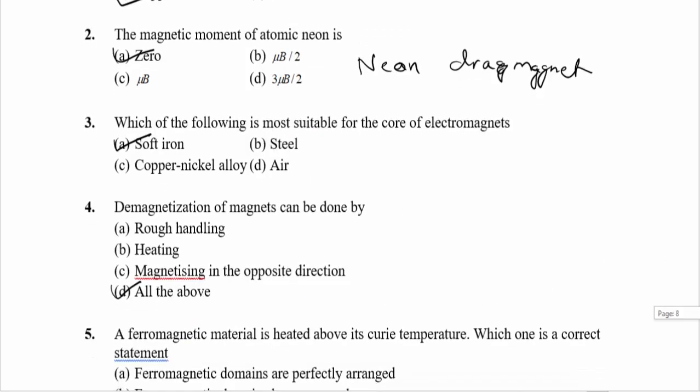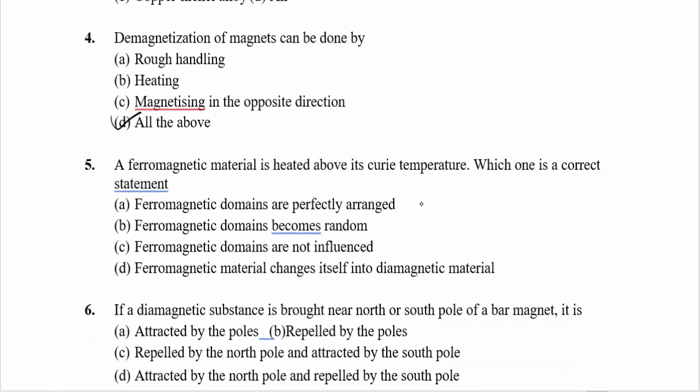Okay, next question, fifth one. A ferromagnetic metal is heated above its Curie temperature. Which one is the correct statement? Ferromagnetic domains are perfectly arranged. Ferromagnetic domains become random. Ferromagnetic domains are not influenced. Ferromagnetic metal changes itself into a magnet. So best option is B, because when you heat a ferromagnetic material, the domains get aligned in random directions. Due to the random arrangement, the magnetization decreases. So option is B, fifth one.